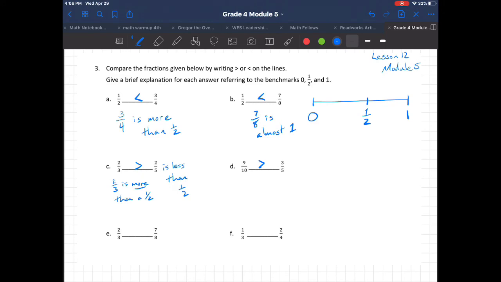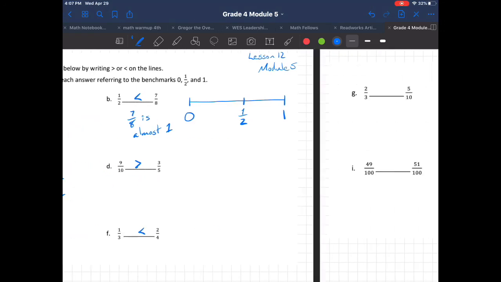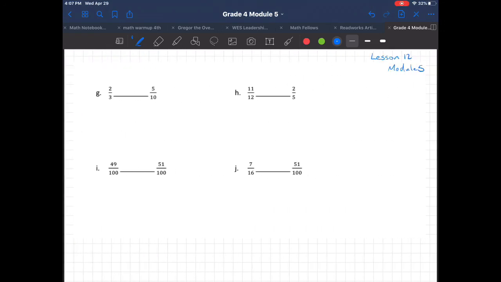2/3 and 7/8. 7/8 is almost 1. 2/3 is a little more than a half. And 1/3 and 2/4. 2/4 is exactly a half, but 1/3 is less than a half. So this way. And these last couple, 5/10 is exactly a half. 2/3, 2 is a little more than half of 3, so it must be more than a half. 11/12 is almost 1. 2/5 is a little less than a half.